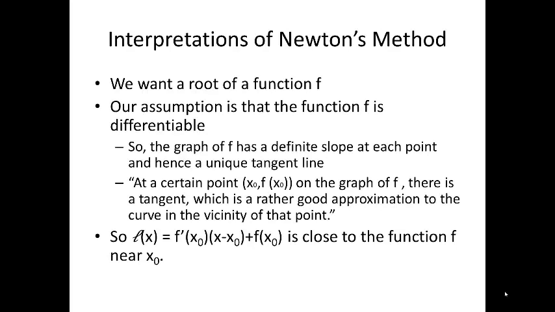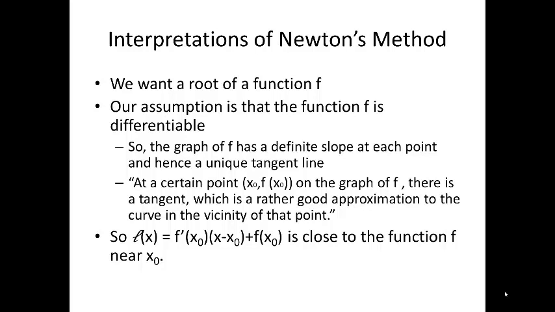So, basically what we want is a root of a function f, somewhat like we wanted with the bisection method. And now our assumption is going to be that f is differentiable. So the graph of f has a definite slope at each point, and hence a unique tangent line. That's what it means to be differentiable. So at a certain point, (x0, f(x0)), on the graph of f, there's a tangent, which is a very good approximation to the curve in the vicinity of that point, some epsilon neighborhood. It's a very close approximation.